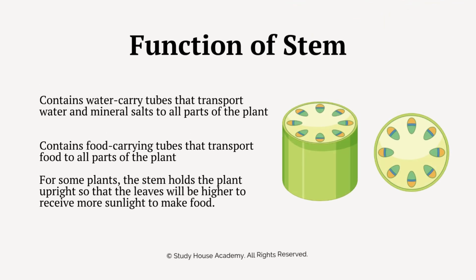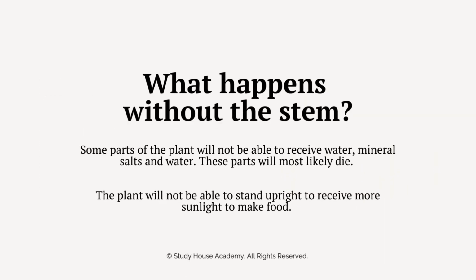There are three functions of the stem. Firstly, it contains water-carrying tubes that transport water and mineral salts to all parts of the plant. It also contains food-carrying tubes that transport food to all parts of the plant. For some plants, the stem holds the plant upright so that the leaves will be higher to receive more sunlight to make food.